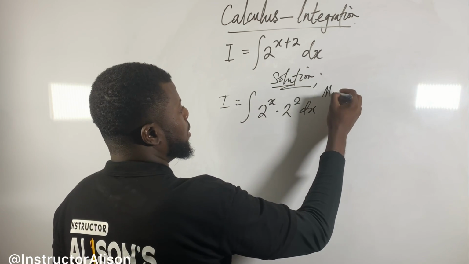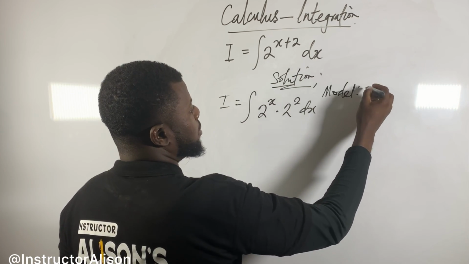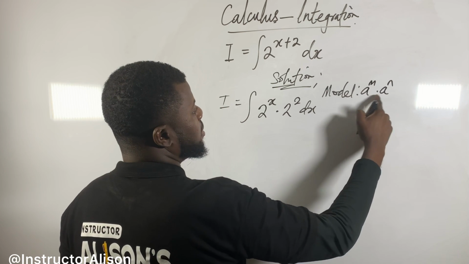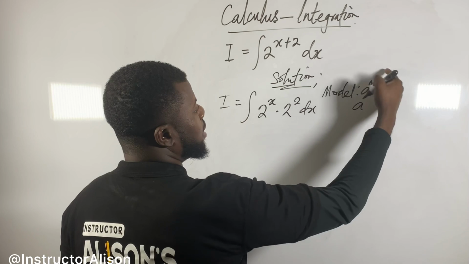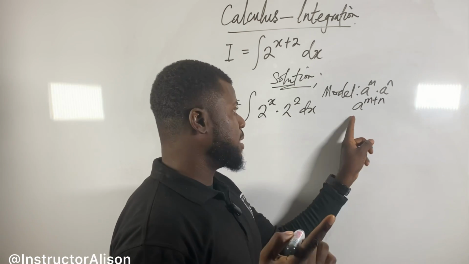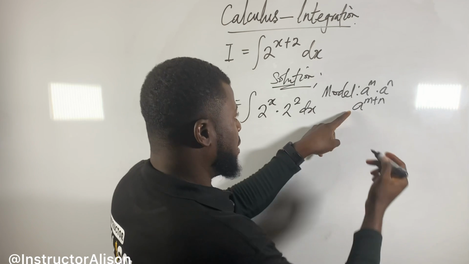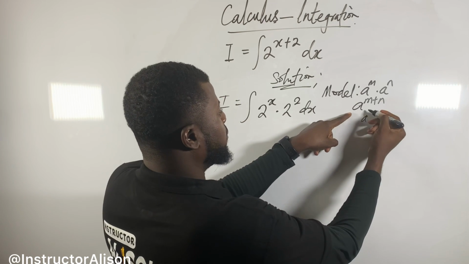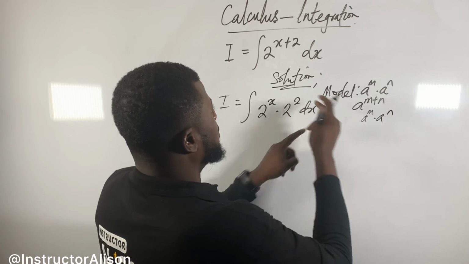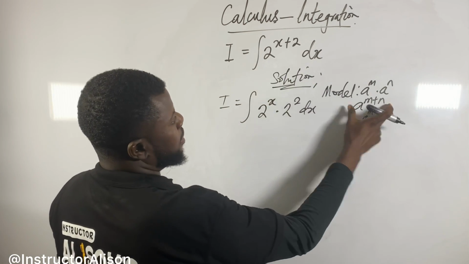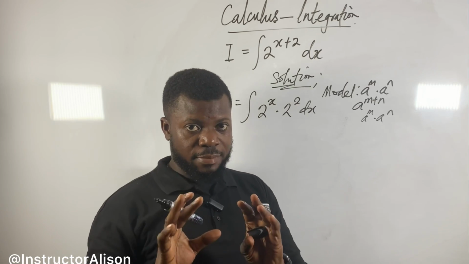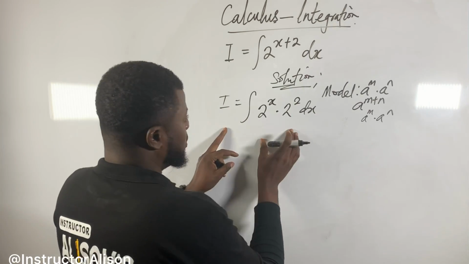The rule is: if I have a to the power of m times a to the power of n, when the bases are the same, I can take the common base and add the powers. In like manner, if I have it in this form and want to split it, I can take the base to the power of m times the base to the power of n. So this one can come in this form.